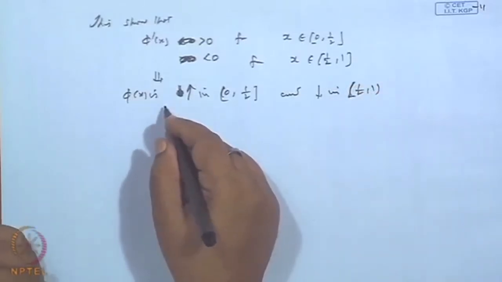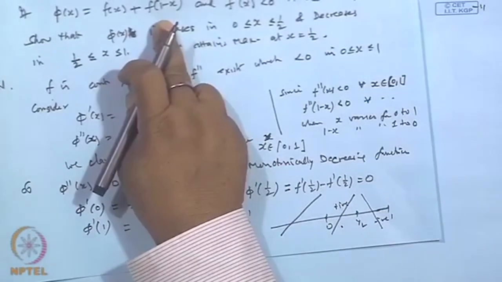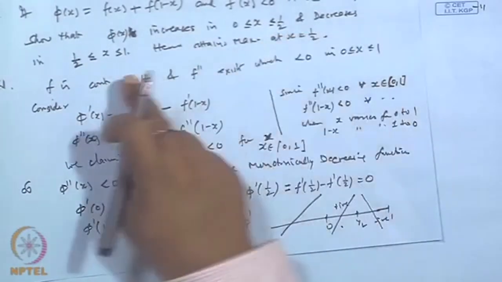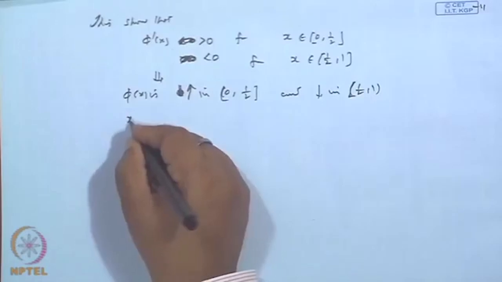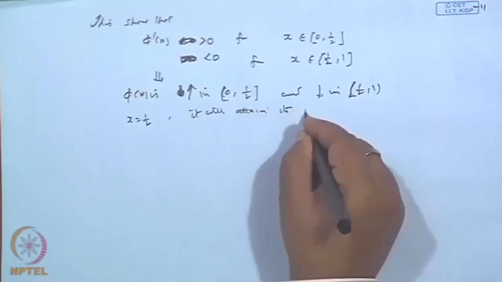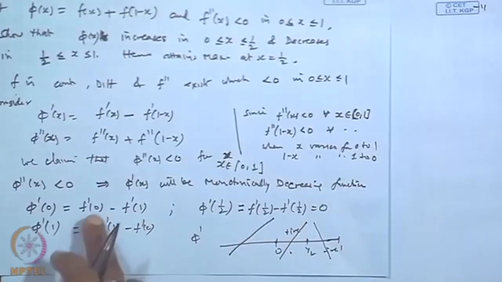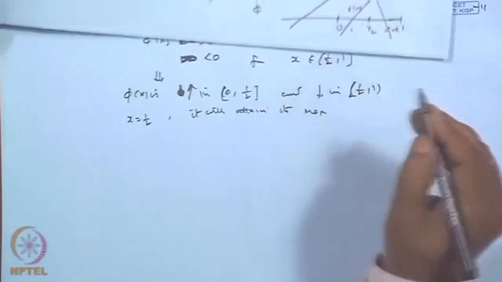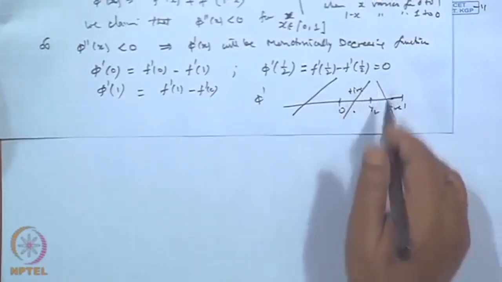So our function phi increases in this, decreases in this, and attains its maximum value at x equal to half. Because only then are we getting phi dash as 0 here and 1 here. So here it is f dash 0, and f dash 0 is greater than this, and this is negative. That's why it is coming to be just like that.